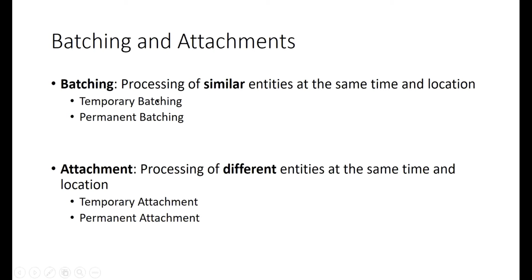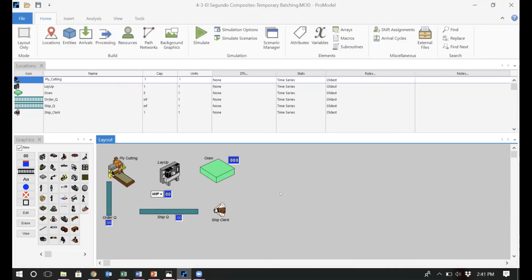Okay, so in this session and in the next session, we are going to learn how to implement any one of these four techniques in ProModel, and they are very important, as you can see, they can help you to capture a lot of complexities. So what I want to do now in the first part is temporary batching. So we are going to learn how to do that. Temporary batching. Similar entities come together, they get processed together, but it's temporarily. After processing, they go through the rest of the process one by one, not as a batch.